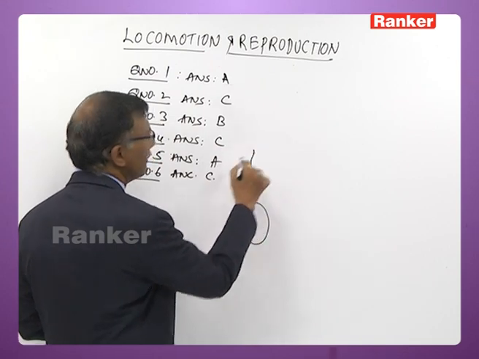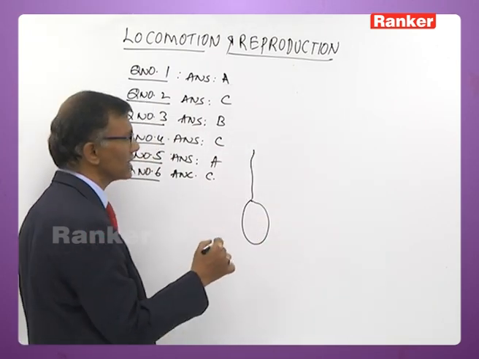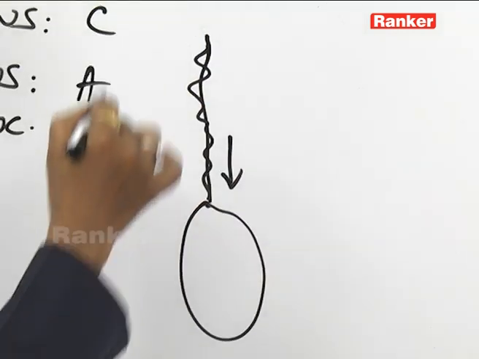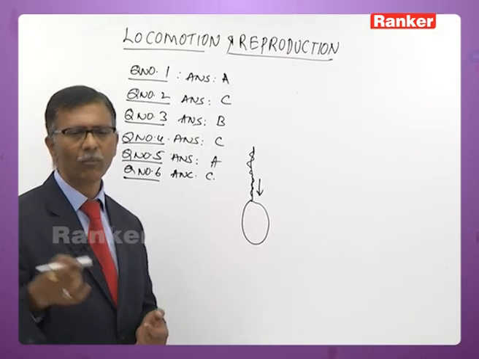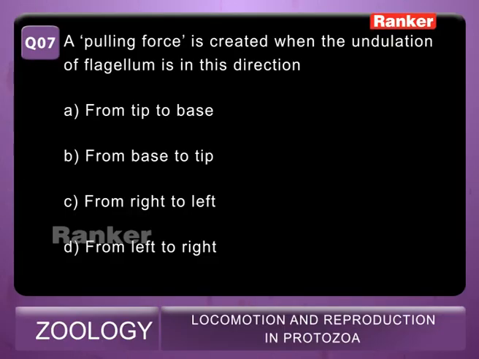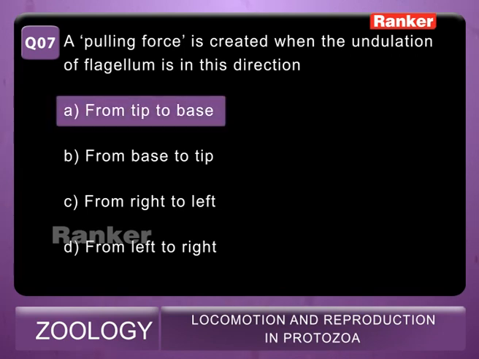When the flagellum undergoes undulations from tip to the base like this, then the organism is pulled forward. That is called pulling force. So the answer is from tip to the base. So seventh question answer is A. That is undulation of the flagellum from tip to the base.